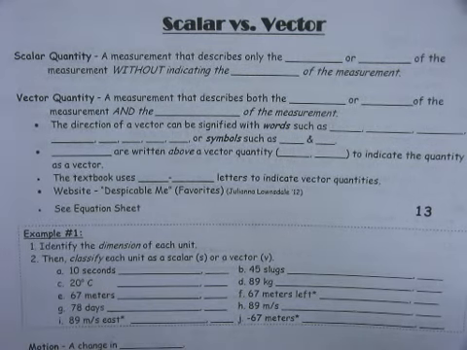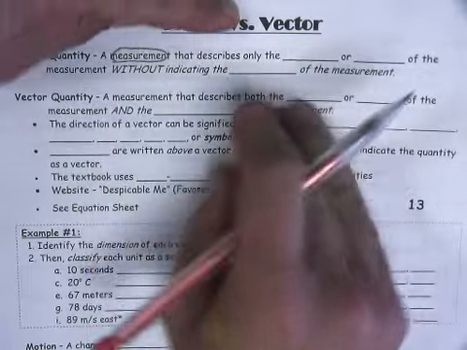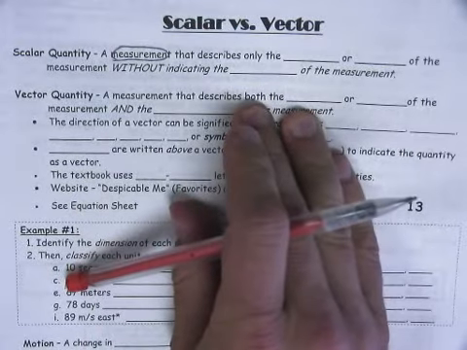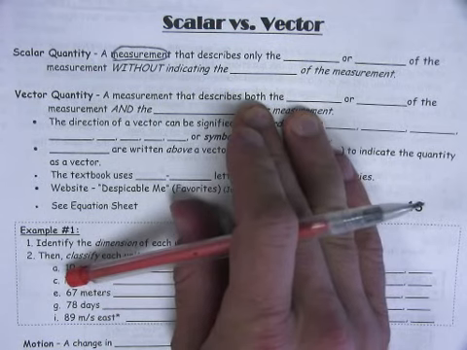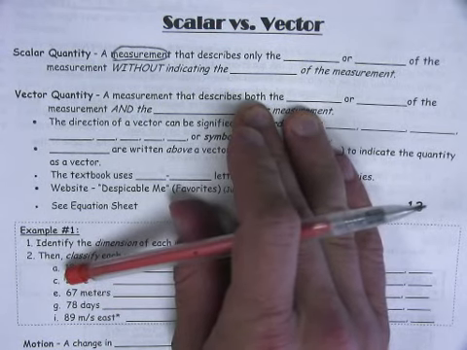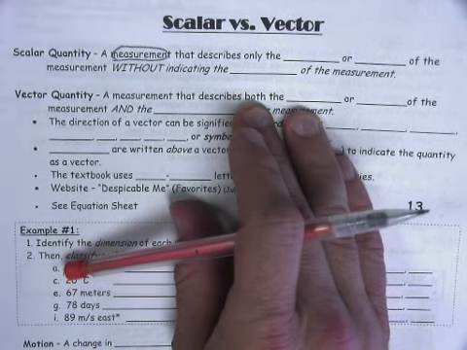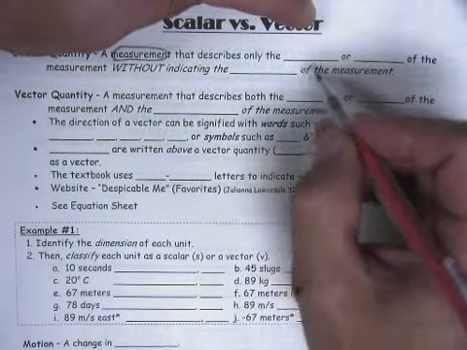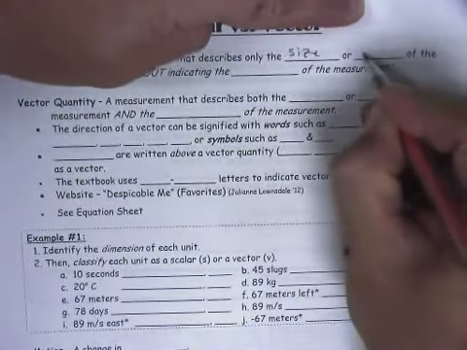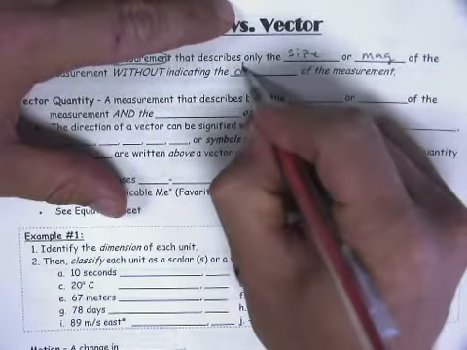One is called a scalar. A key idea when we're talking about scalars and vectors is that both are measurements. We're measuring something, but it's what we measure that distinguishes a scalar from a vector. A scalar is a measurement that describes only the size or the magnitude of the measurement without indicating direction.